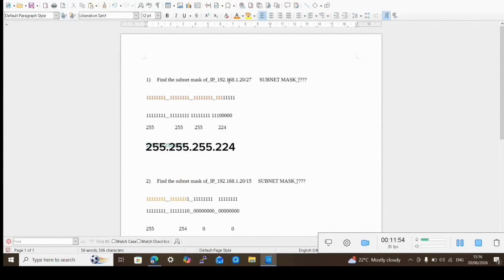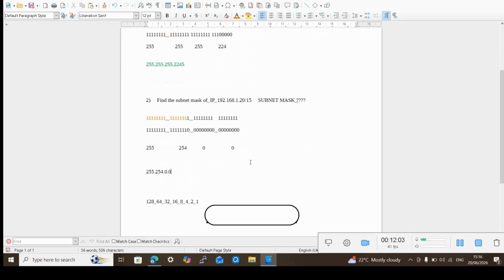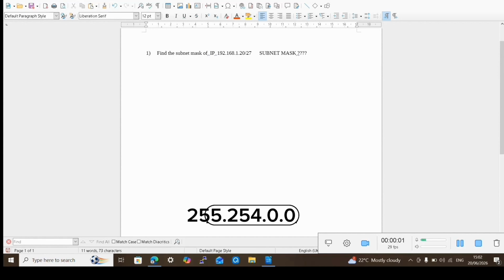You can see that we use the same IP address, but we got different subnet masks because of the CIDR notations. This one is /27 and this one is /15. In this video, I'll be showing you how to find the subnet mask of a given IP address.